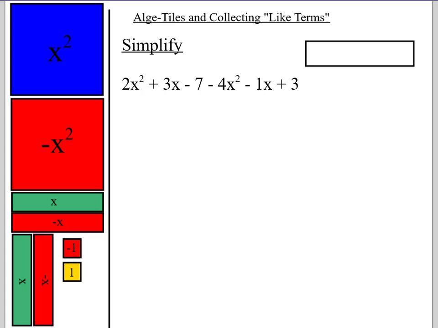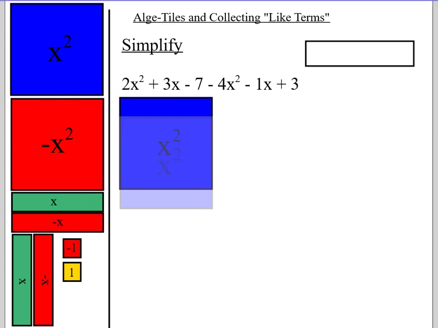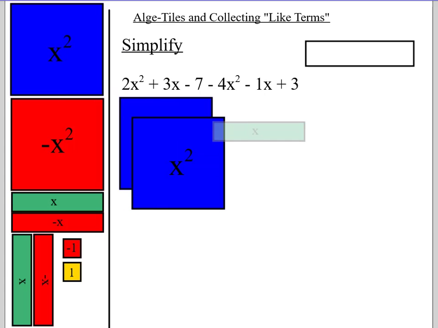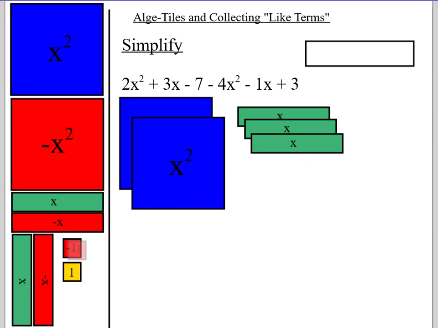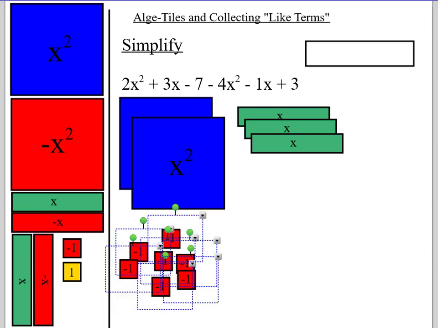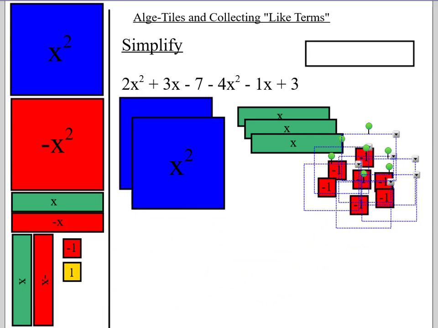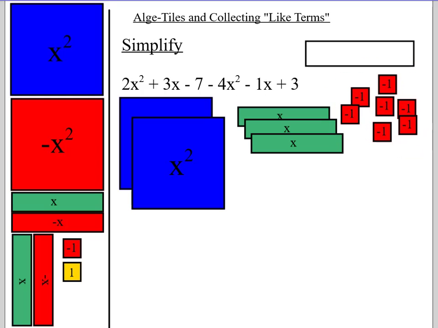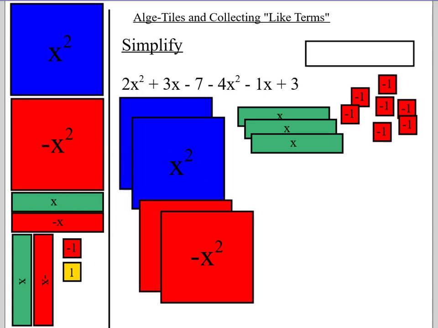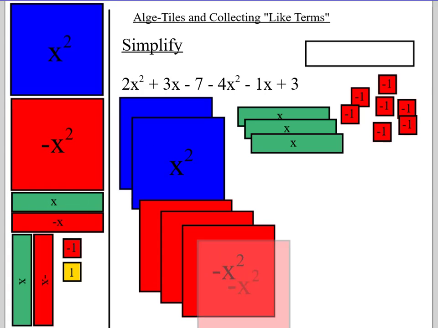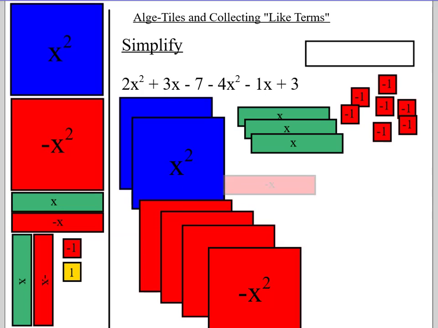Okay, I'm just going to start setting it up so we can see it. There's the 2x squared. There's the 3x's. Oh my goodness, minus 7. 2, 3, 4, 5, 6, 7. Okay, now I have negative 4x squared. Oh boy, you can see how the tiles, if we had large numbers of these, would start to be difficult to work with. 1 negative x and 3 positive 1's.